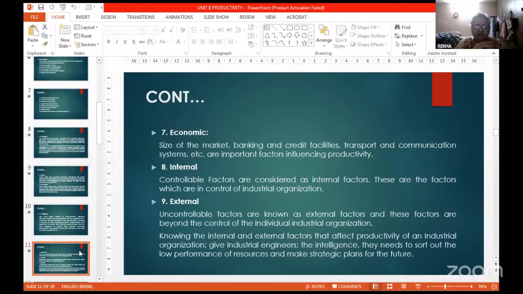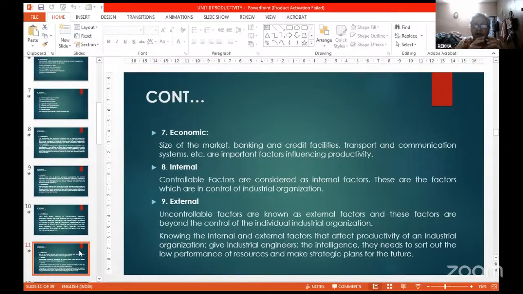Then internal factors. Controllable factors are considered internal factors. These are factors which are under the control of the industrial organization: how they are controlling whatever problems they are facing, how they are changing for the better. How the government forms its policies is not controllable from inside, but it is going to affect your productivity.